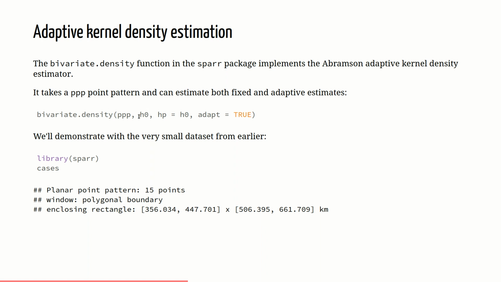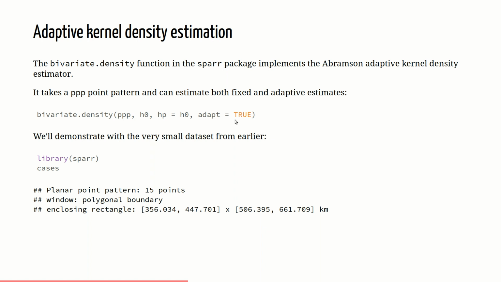The fixed estimate just needs h0, which is basically your bandwidth. The adaptive estimate needs both hp and h0, but by default, the pilot bandwidth is just set to whatever global bandwidth you feed it. And you can use adapt to switch between fixed and adaptive estimates. It defaults to false, which is a fixed estimate.